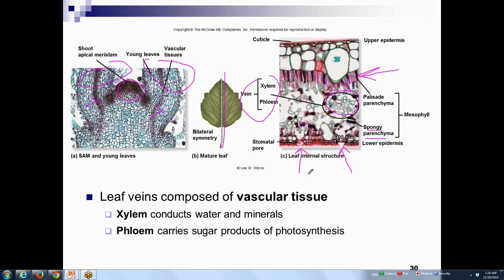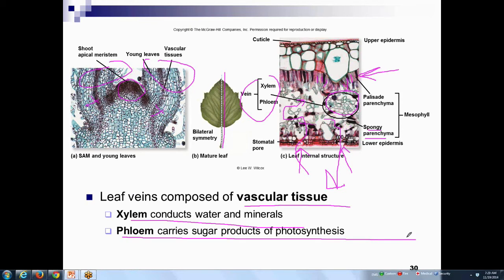So again, lots of CO2 coming in, hanging around in these spaces to be absorbed for the process of photosynthesis, then lots of oxygen heading out as a waste product. So perfect design to facilitate maximal photosynthetic activity. So leaf veins, again, they're composed of vascular tissue. Xylem conducts water and minerals from the roots on up to the leaves.